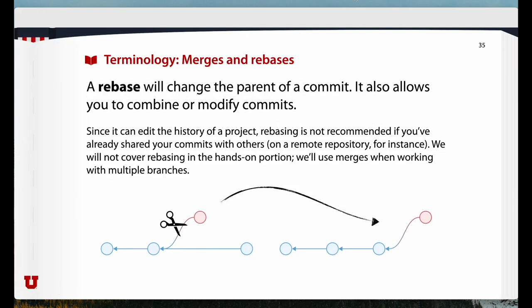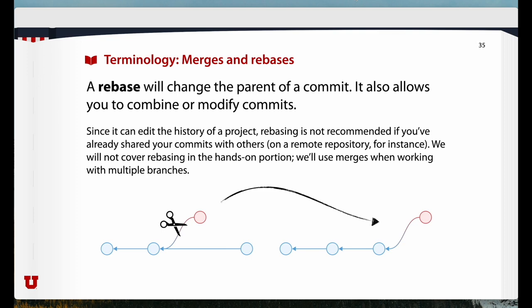Another strategy that people use with branches is called a rebase, and a rebase will change the parent of a commit, and it also allows you to do some other fancy tricks like combine or modify commits. But there's an important caveat here, which is that this can edit the history of a project. And if you've already shared your project, in other words, your commits with other people, such as uploading them on a remote repository, this is generally not recommended because then people will look at your updates and they'll say, hey, my repository doesn't match that. Where did this commit come from? And then they have to work out how it changed. And it's better to keep the history that you've already shared with people intact.